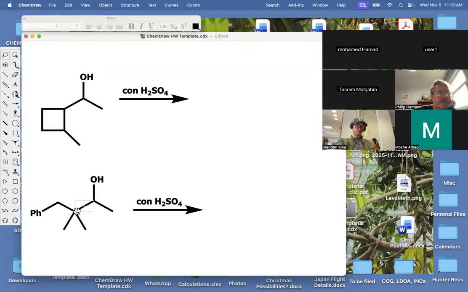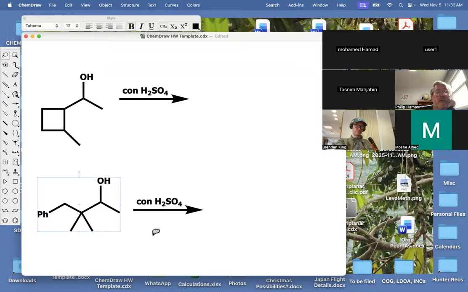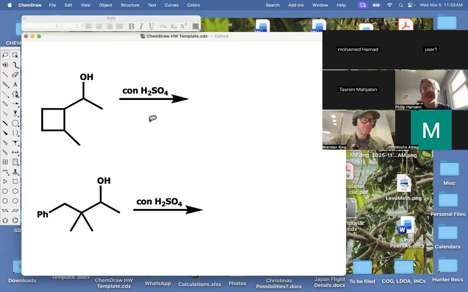Is the molecule in the arrow also known as H3O, or is it only if there's water here? No, there's no water here. This is concentrated sulfuric acid. So you're allowed to use sulfuric acid as your acid.